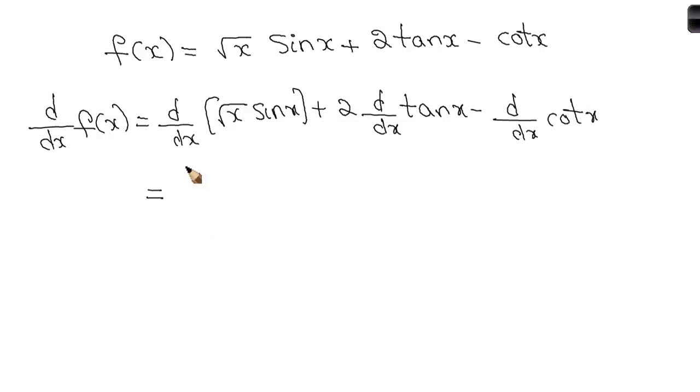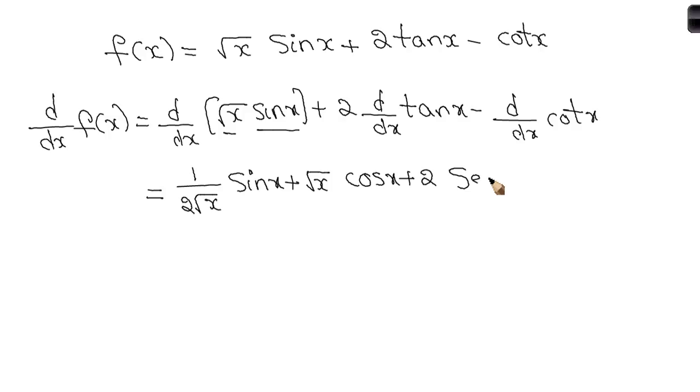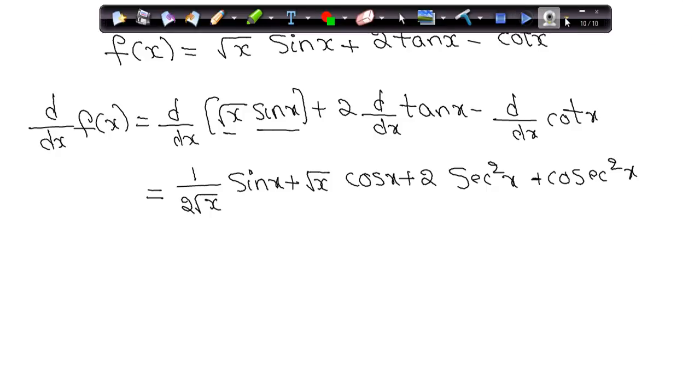So root x, now I can apply the chain rule here. Derivative of root x is 1 by 2 root x, into sin x, plus root x into derivative of sin x, which would be cos x, plus 2 times derivative of tan x, which is secant square x, minus derivative of cot x, which is minus cosecant square x. Minus into minus becomes plus cosecant square x. This would be the derivative of the function f of x.